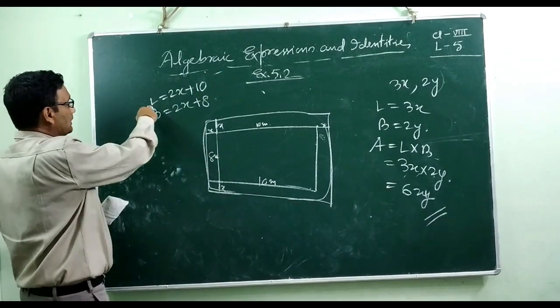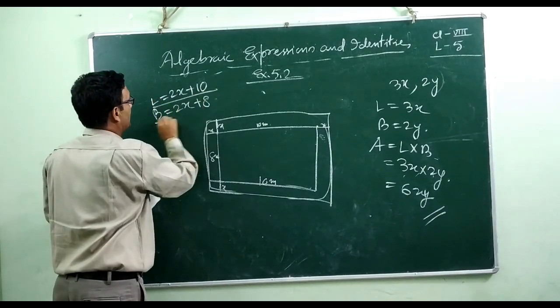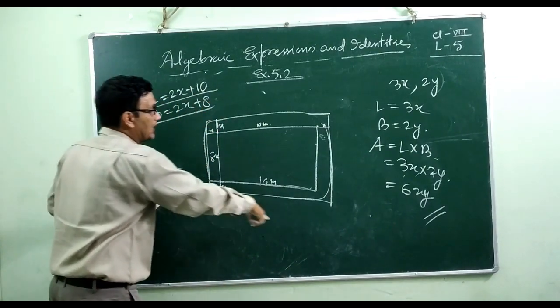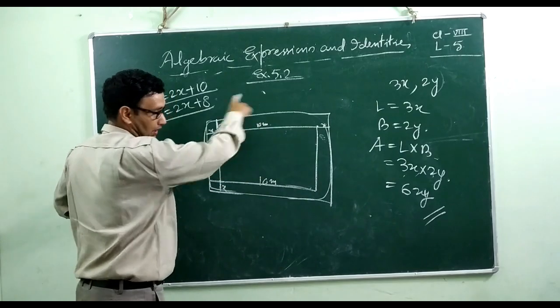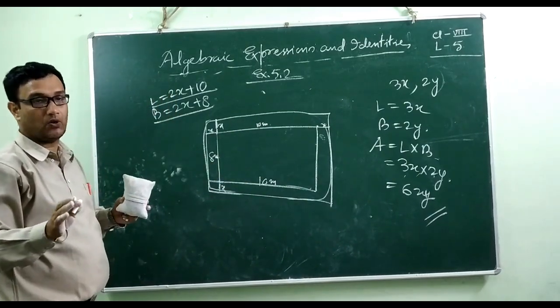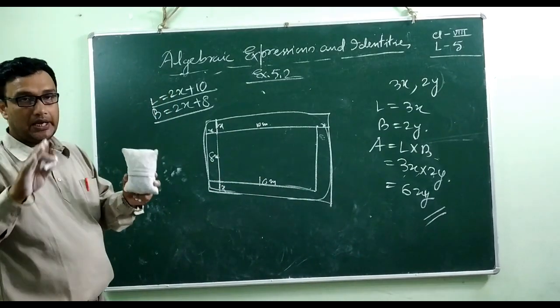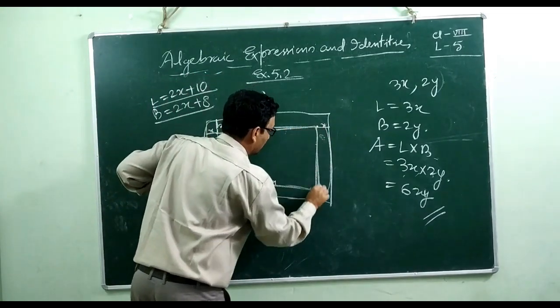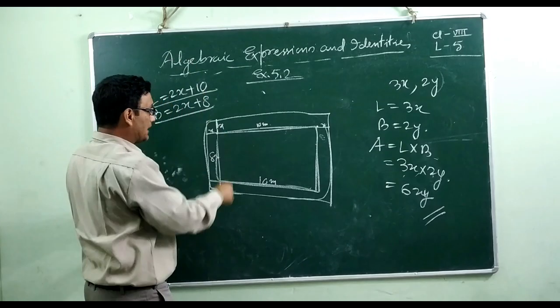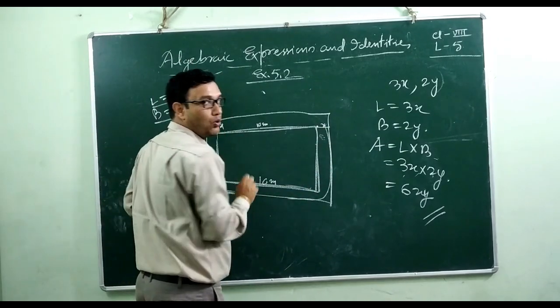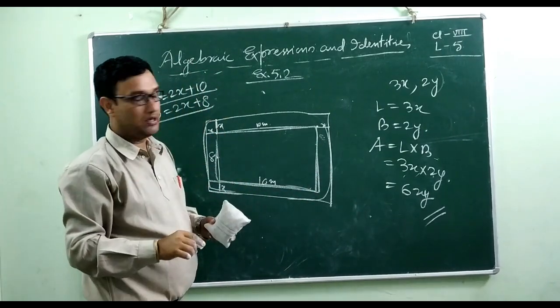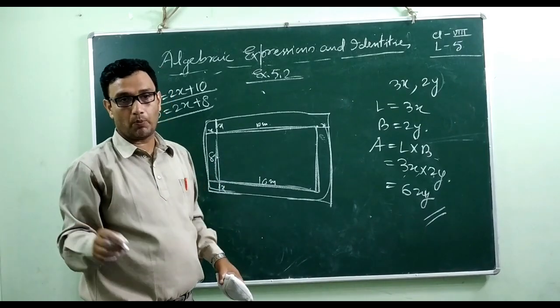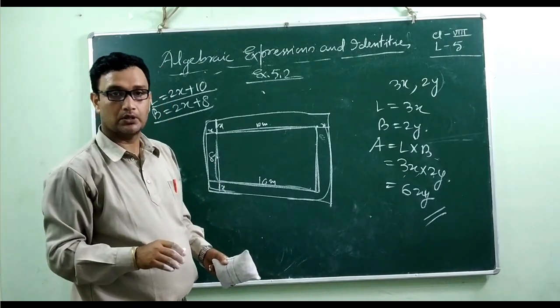Now, using the new length and new breadth, first we'll find the area of the whole figure. After that, from whatever area we get, we'll subtract the area of the rectangular garden. Then we'll get the area of the road, and that will be your answer. You will solve it when the school reopens. I'll check your copies. Thanks.